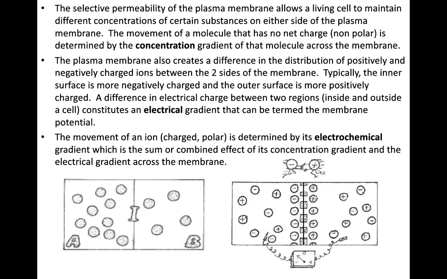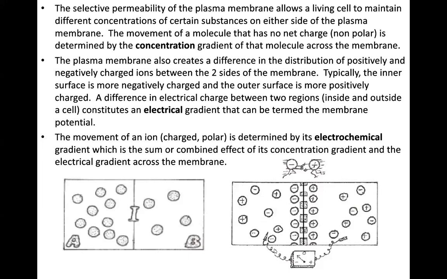So let's look at, for example, all these positive ions. We have a lot of them outside and very few of them inside, right? So if we were performing passive transport, and that means we're going from high to low, which direction would those ions be going? From right to left or left to right? Right to left, from high to low, okay?